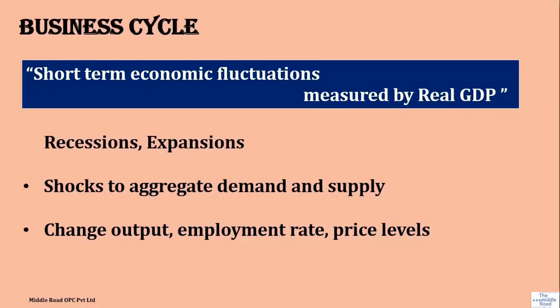Quick recap, we've seen the short-term fluctuations. Whenever we're talking about short-term fluctuations, the short run is measured by real GDP. These are recessions and expansions, and these are caused through shocks to aggregate demand and supply. Now we'll see this through a change in the output, and price levels. Whenever I'm talking about price levels here, it implies inflation.